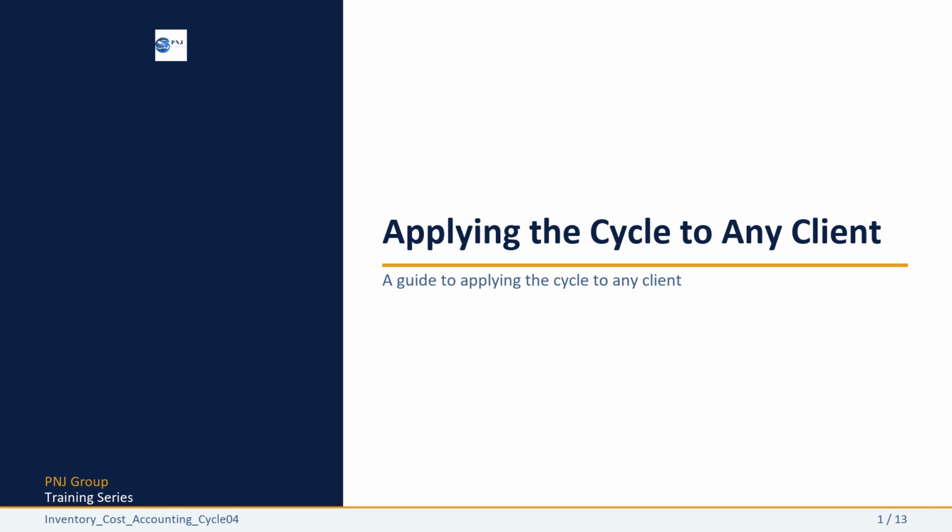Welcome. Over the past 9 sections, you have learned every phase of the inventory and cost accounting cycle, from procurement all the way through controls and risk.